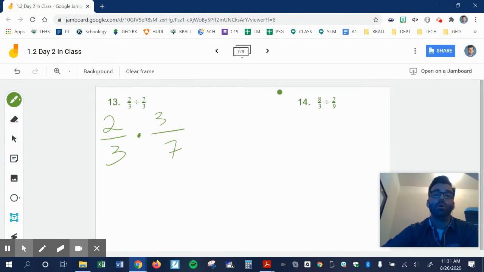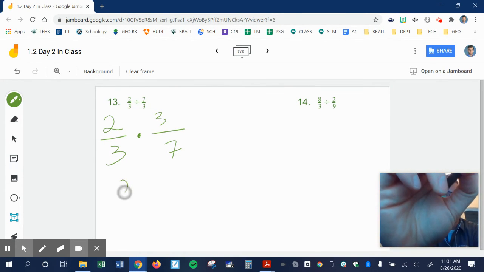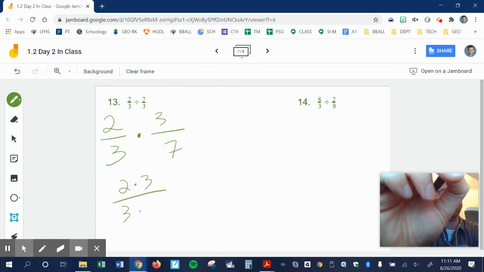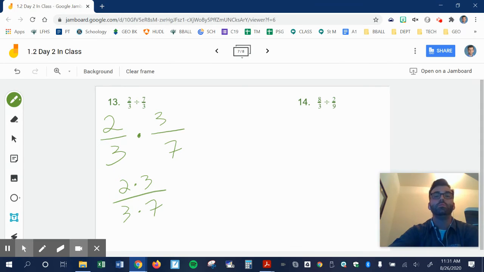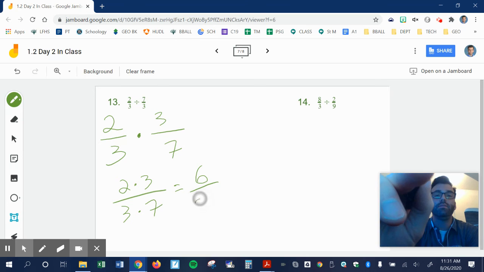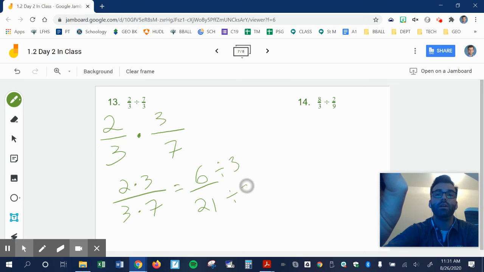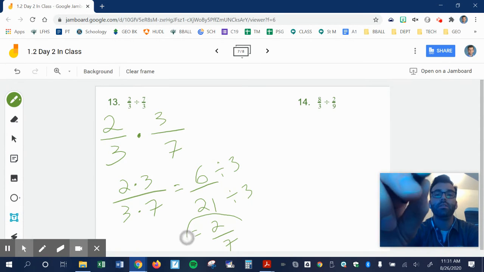Now this is a heck of a lot more manageable. 2 times 3 over 3 times 7. Okay. 2 times 3 gives me 6. 3 times 7 gives me 21. If I reduce, what goes into both 21 and 6? Oh, 3 goes into both. So I divide by 3 to get 2 over 7.